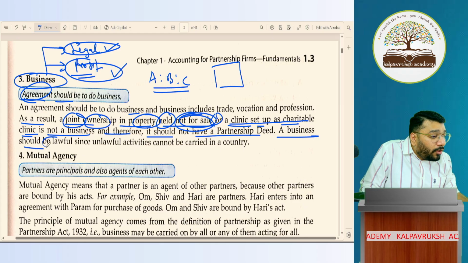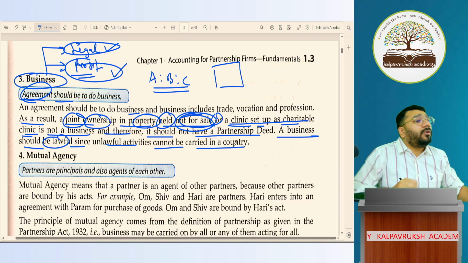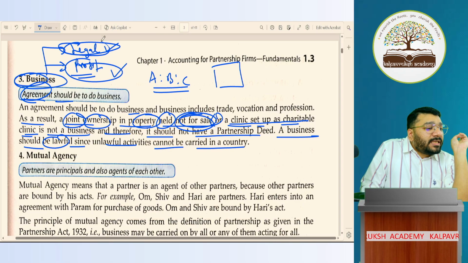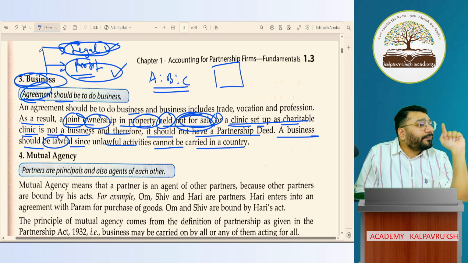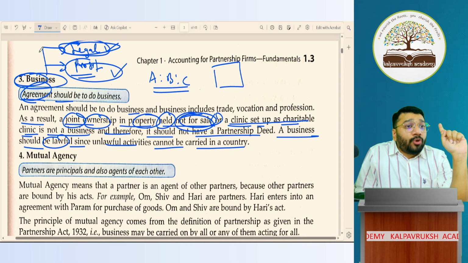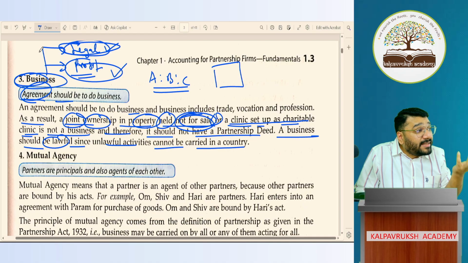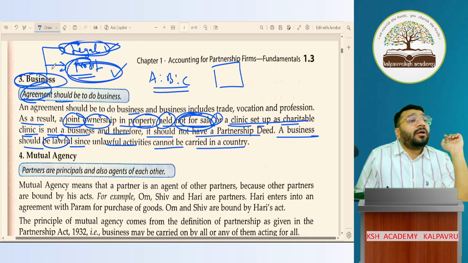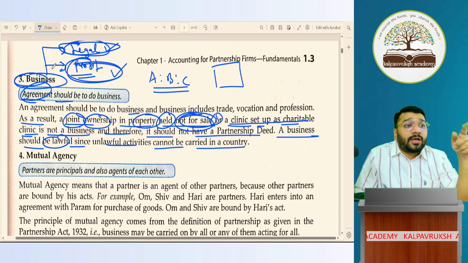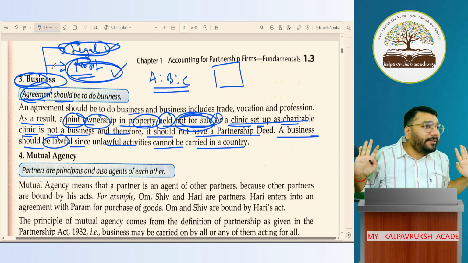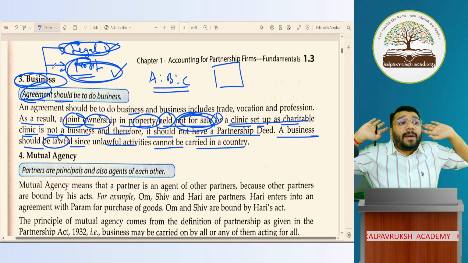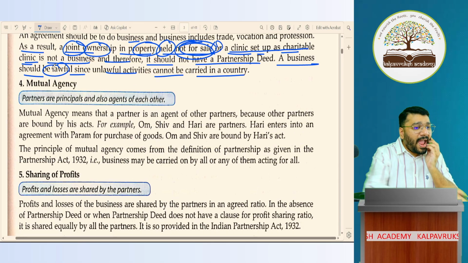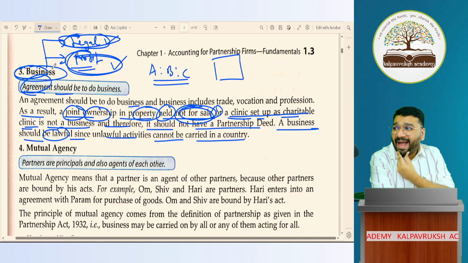A business should be lawful, since unlawful activity cannot be carried out in the country. Okay, not okay? So this business talks about 2 points. The business you do should be legal and not illegal. And second, the business you're trying to do, you have to reap profit out of it. There should be some business transaction and not charitable transaction. And that business transaction should lead to either profit or losses. Got it, not got it? That profit and loss the owners should enjoy. You cannot give it as charity. If you do that, then you can't create a partnership business. Got it, not got it? Online people, got it, not got it? Got it, sir.